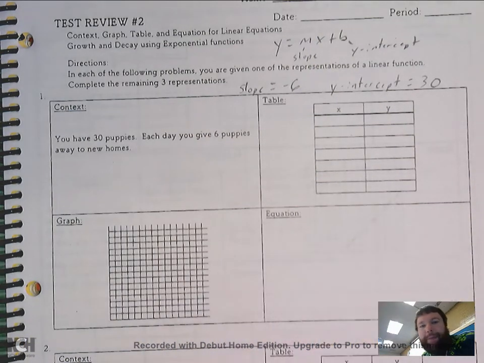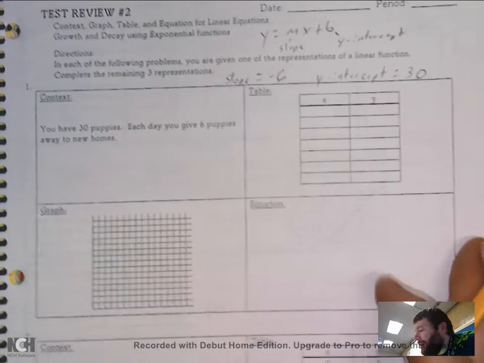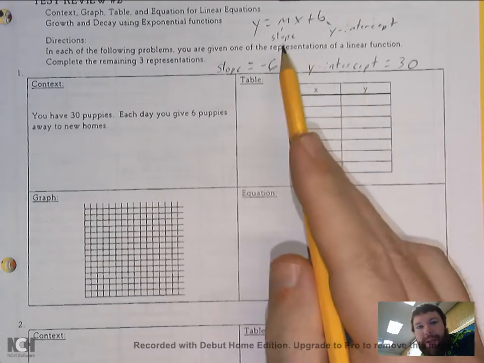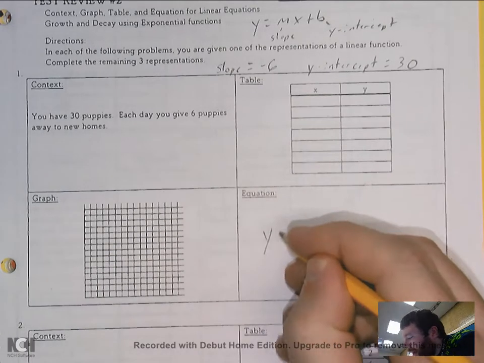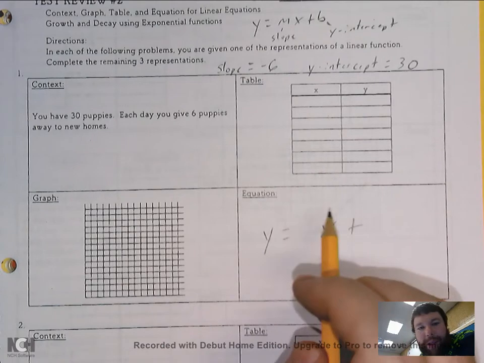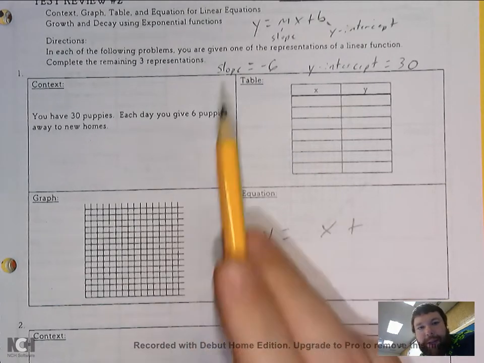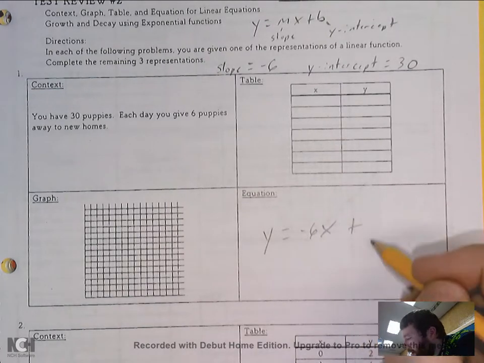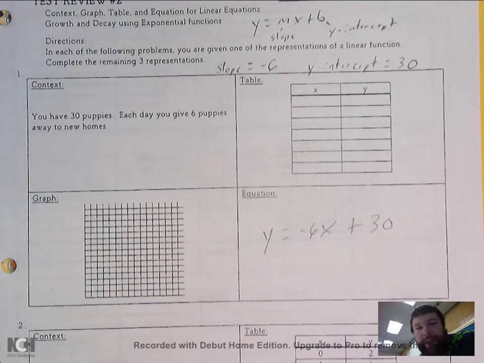So the equation is usually the easiest one to do because you just plug these two numbers into your equation, right? The y and the x are always there, and then you're going to have something adding and something multiplying with the x. The slope multiplies, so it'd be negative 6x, and the y-intercept adds, so plus 30. Okay, and that would be your linear equation. That's all there is to it.